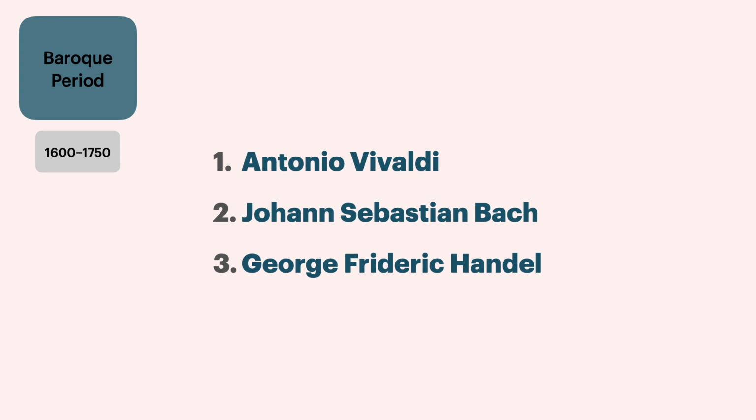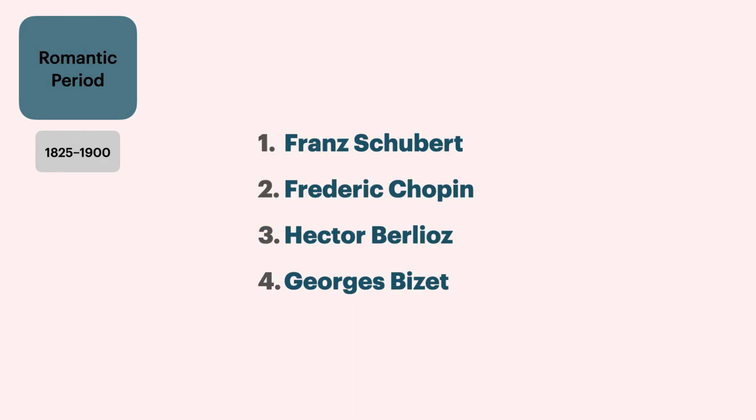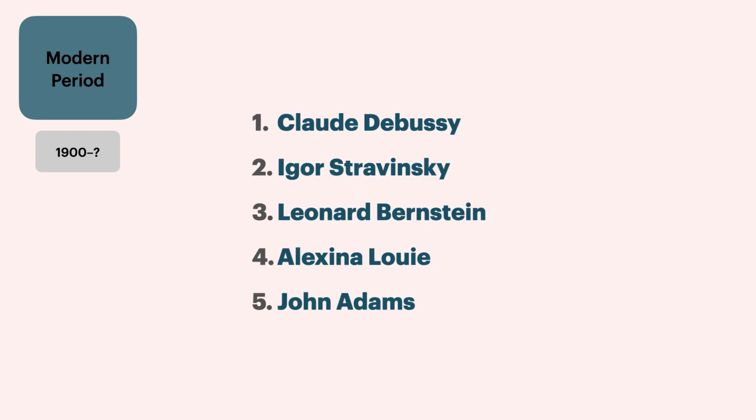So to review, we'll have an era overview lecture, individual composer lessons, followed by lectures on pieces. Just so you know, the Classical composers that we're going to be looking at are Haydn, Mozart, and Beethoven. The Romantic composers are Schubert, Chopin, Berlioz, and Bizet. And finally, the modern composers we're going to be studying are Debussy, Stravinsky, Bernstein, Louis, and Adams.